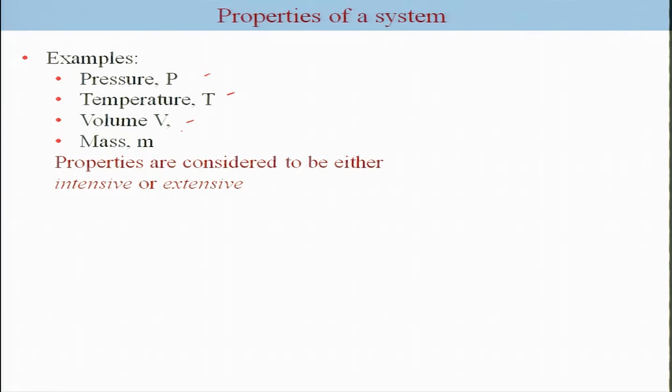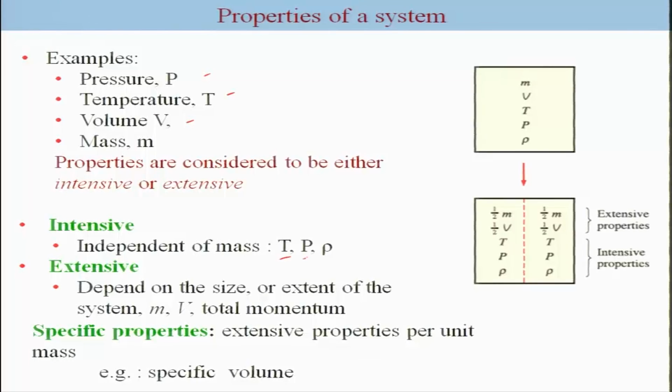Now properties can be extensive, which depends on the mass, or they can be intensive. An intensive property, which is independent of mass, for example, is temperature, pressure, and density. So if you consider a system having mass, volume, temperature, pressure, and density, and you divide it into 2 halves, then mass will get divided by half, volume will get divided by half, but temperature, pressure and density will not, and this is the reason that they are intensive properties.